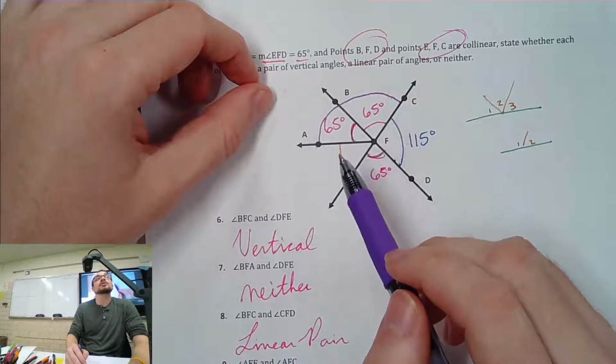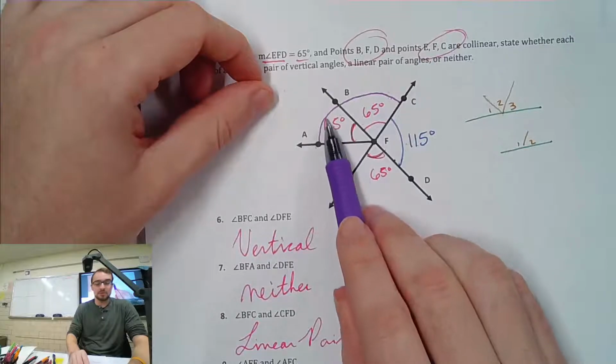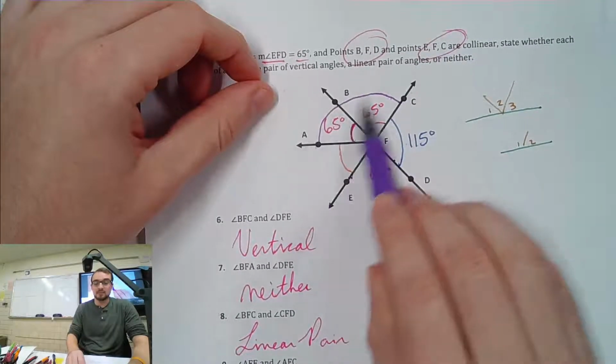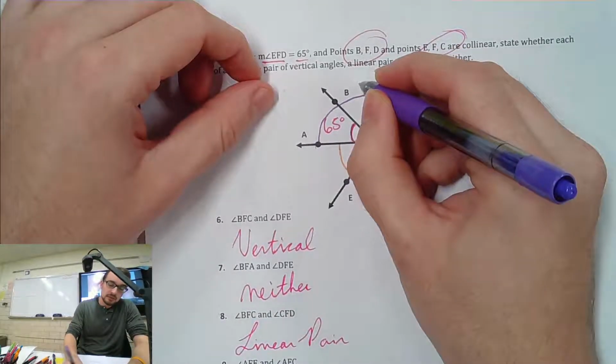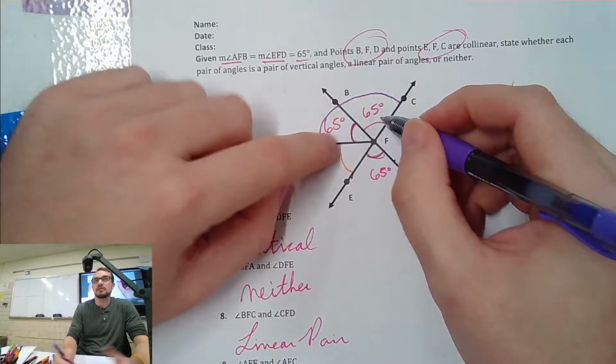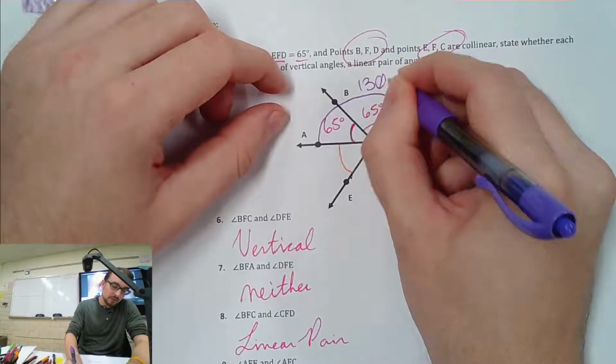Now, by angle addition postulate, we know that we are allowed to add up the two little angles to get us the big angle, right? So the two pink angles are going to add up to the purple angle. What's 60 and 60? 120. What's 5 and 5? 10. 130.